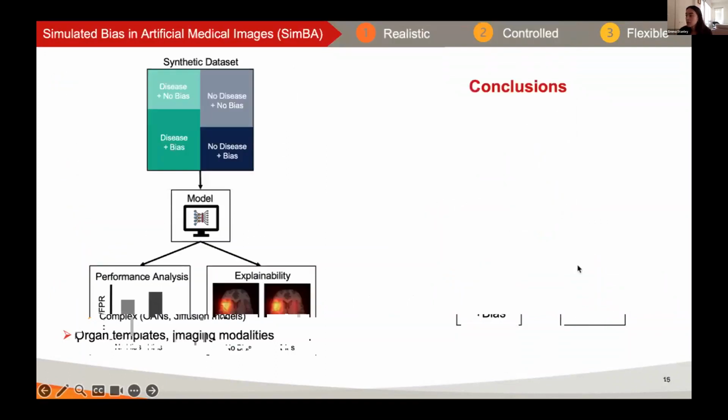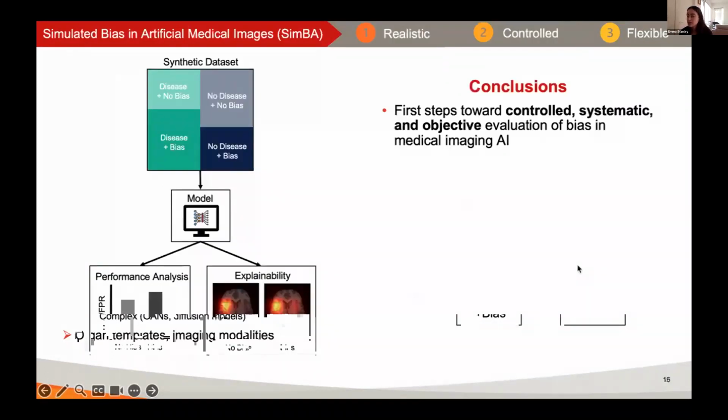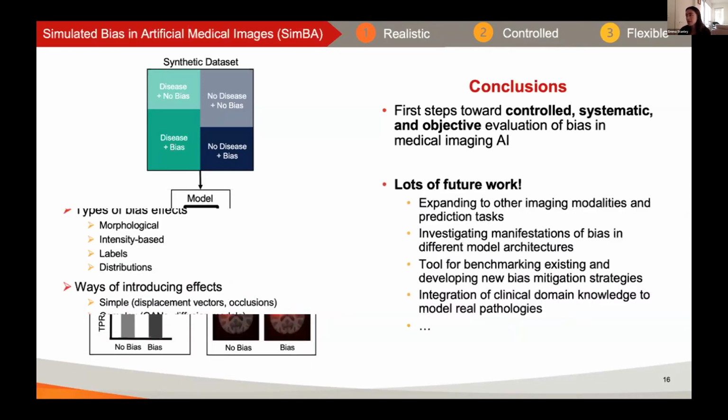Just to wrap up, we hope to have made some progress towards a more controlled, systematic, and objective evaluation of bias in medical imaging AI, but there is still a lot of work to be done, including adapting to other modalities, using these types of data sets for studying how bias manifests in different model architectures, as well as benchmarking and developing new bias mitigation strategies, and even integrating domain knowledge to more faithfully model real pathology, for example.